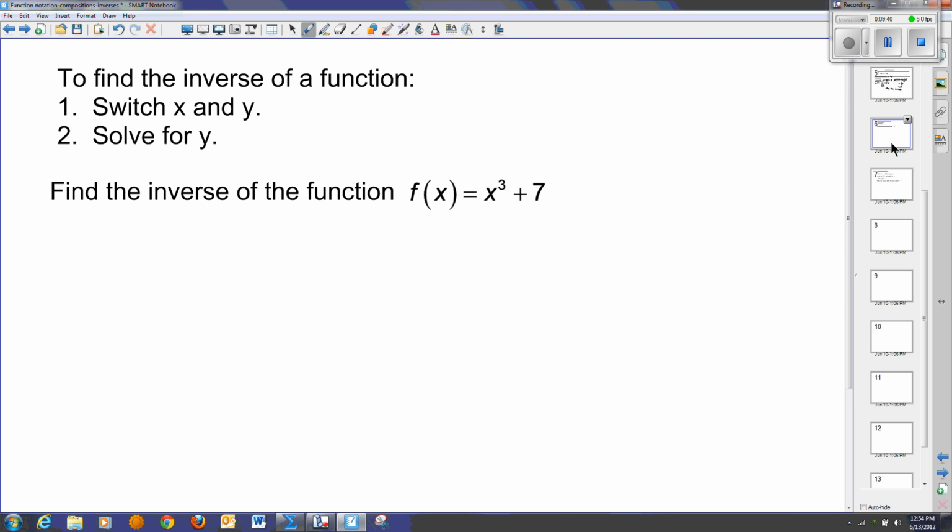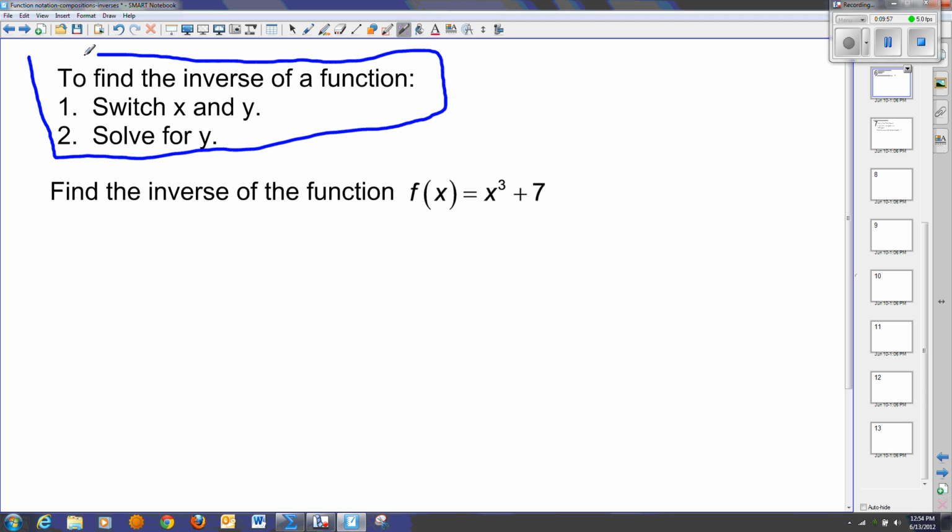We want to now find an inverse of a function. What we've done is prove two functions are inverses, so now we're going to find the inverse of a function. In order to do that, we go through this process. We take and switch the x and y value, and then we're going to want to solve for y.